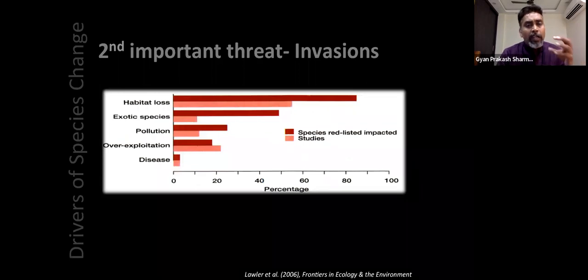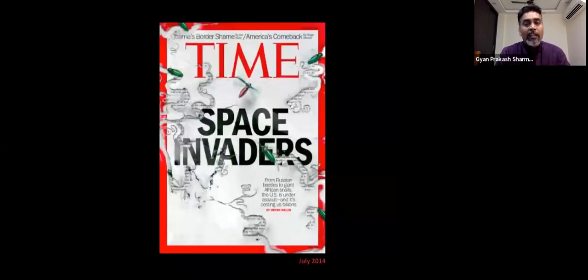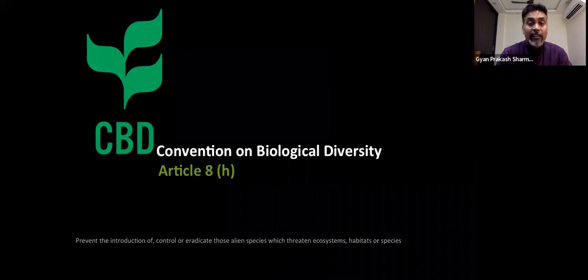But we already know that among the drivers of biodiversity loss, the second most important threat is invasive species. These are exotic species which come from a different biogeographic zone and impact our systems. Even Time magazine covered it on its cover page. Anything covered on the cover page of Time magazine, we understand, has a lot of importance for humanity, right? It was in 2014 that it came up in Time magazine.